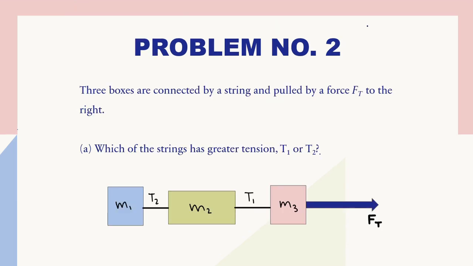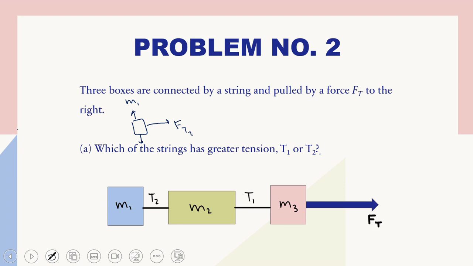Problem number 2. 3 boxes are connected by a string and pulled by a force Ft to the right. Part A. Which of the strings has greater tension, T1 or T2? Okay, so to figure this out, we can draw quick FBDs for each box. So let's start with M1 over here. Gravity and normal force. And then it only has one force pulling it horizontally, which is going to be the force of tension in T2. So I'm going to write Ft2.